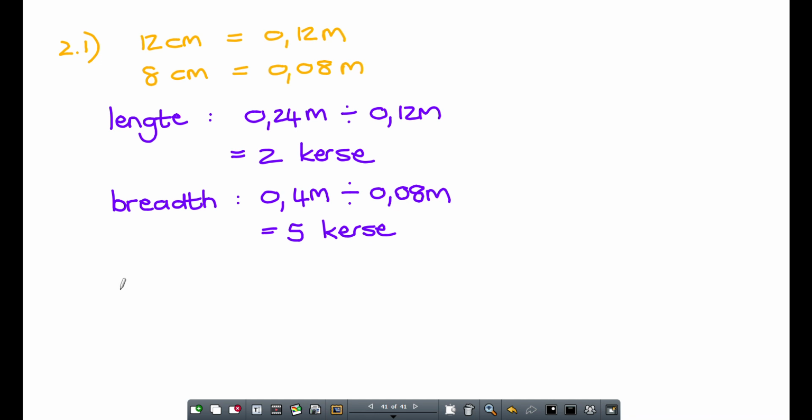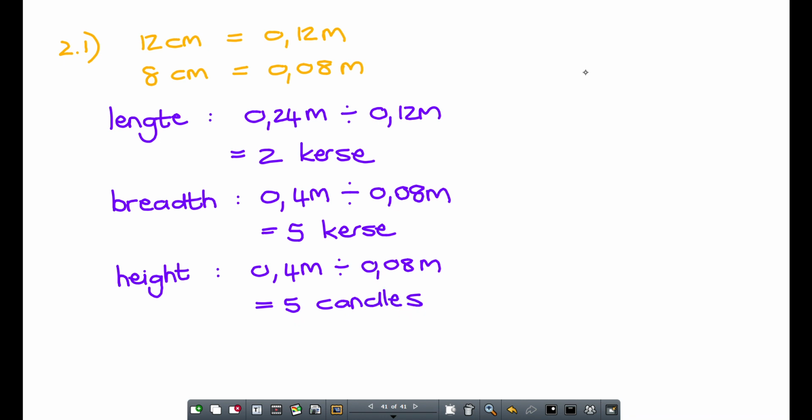Okay, now we've got to work out the height, die hoogte. Okay, nou die hoogte van my box was ook gewees 0,4. En dan gaan dit weer deel met die middellyn, nee? Want as jy nou gaan kyk, hy lê plat, ek wil weet hoeveel van hulle kan so bo op mekaar gaan. Okay, so again, I'm dividing by 0,08. And that's again going to give me 5 candles. Goed, so as ek vir jou daai boksie sou gaan teken.